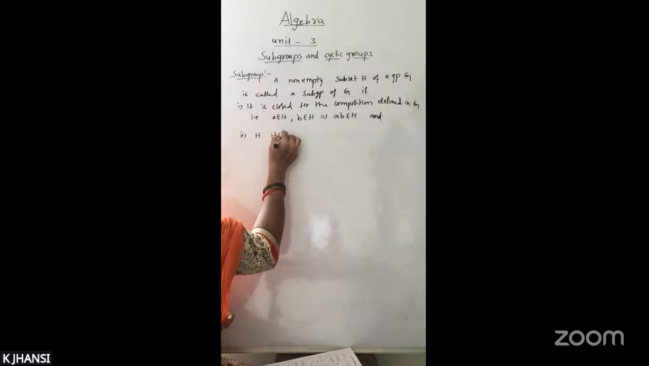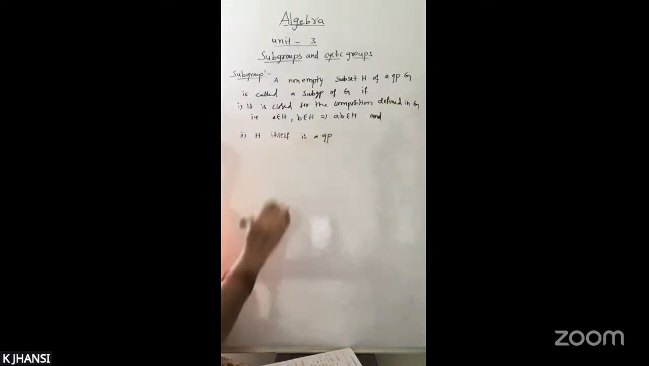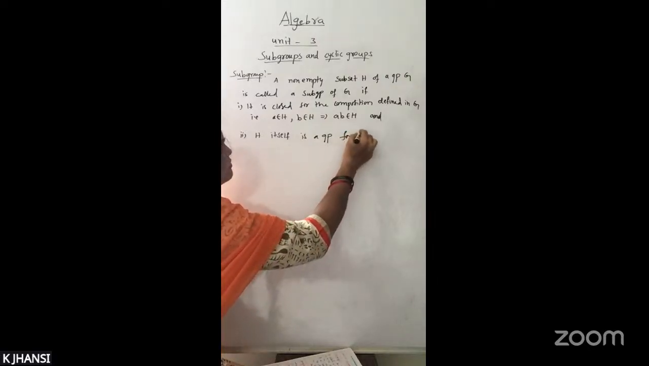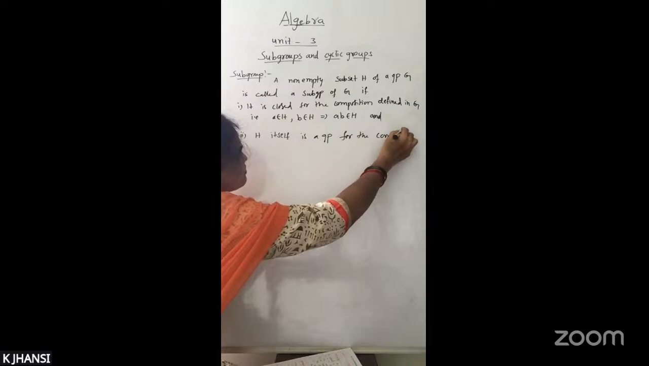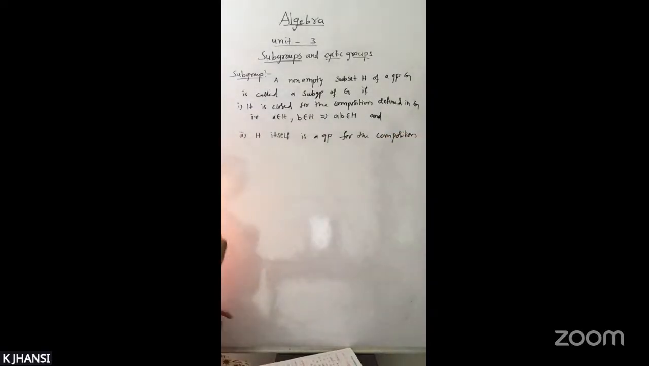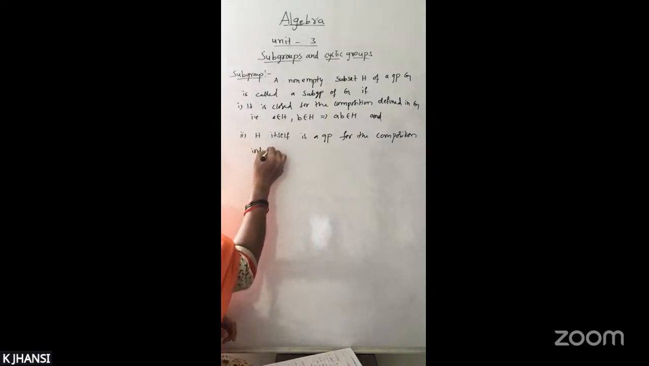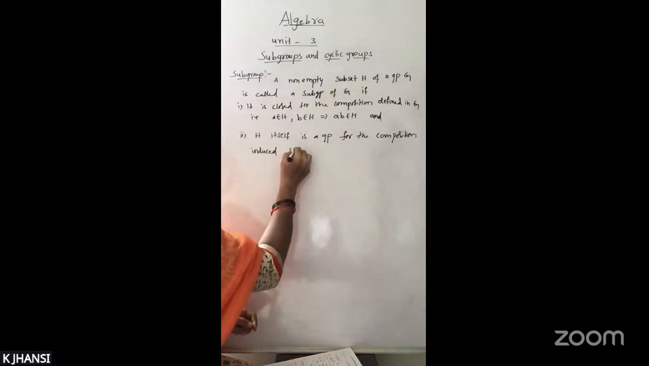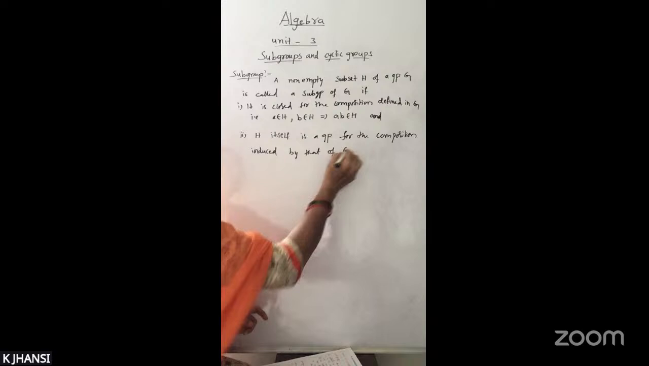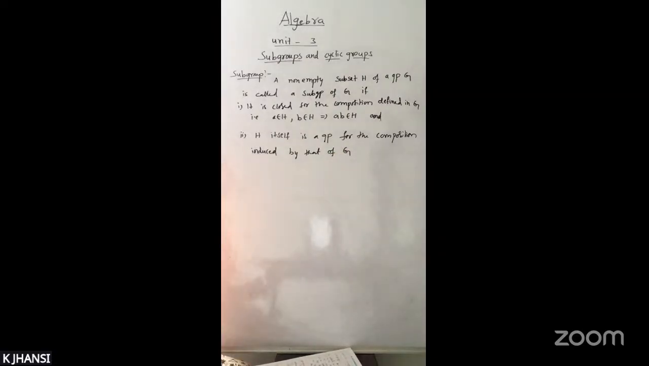for the composition induced by that of G. So by whatever definition we have for the subgroup, H itself will become a group for the composition induced by that of G. We know that G is a group, and whatever the H is, it will automatically become a group by itself by satisfying all the properties of the group.